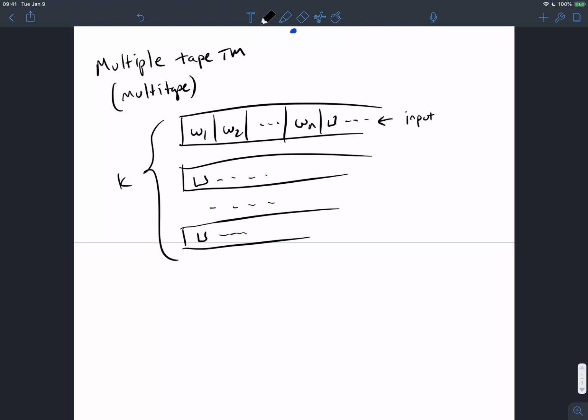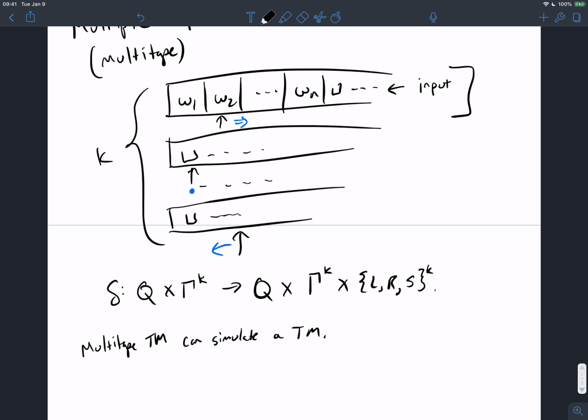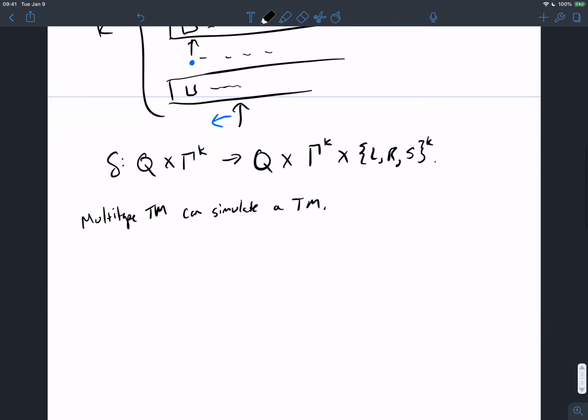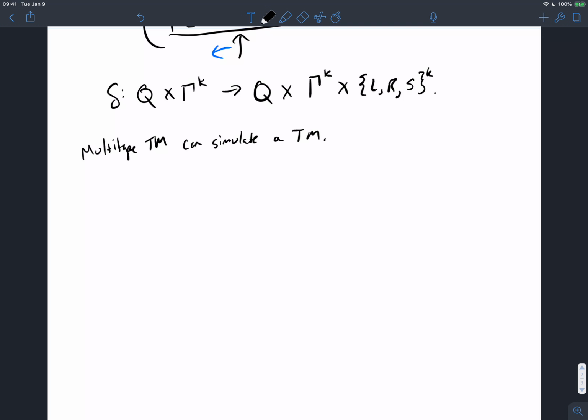And the question is, are multiple tape Turing machines equivalent to the standard model? And we showed that a multi-tape TM can simulate a TM, because what it can do is just do the simulation on this first tape and just ignore all of the other tapes, just move right on those. But the question, so that's true, but what about the other way?